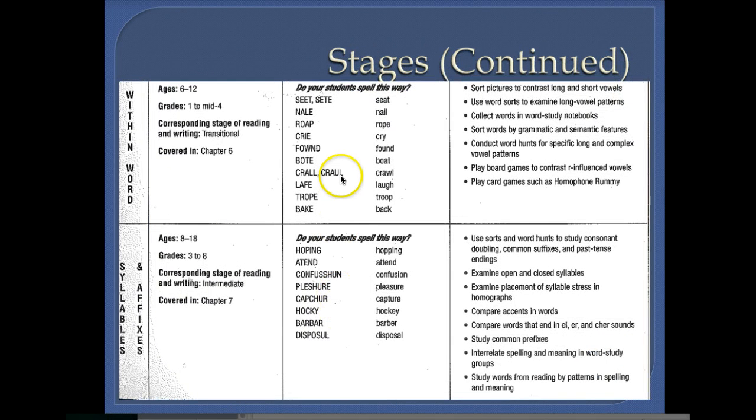Here within word, you are seeing that they are understanding that there are patterns, but they may not get them correct. So nail, rope, cry. You may have students that do get them correct, but it's not very consistent. Okay, and then we have syllables and affixes. The word is hopping. Here they put hoping. So they really haven't learned how to add those affixes or the rules of some syllables.